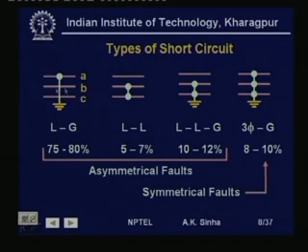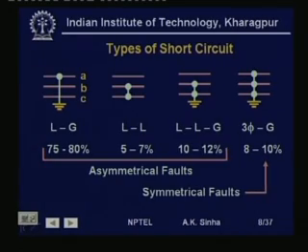Now, if we look at the type of faults, we find with the line to ground fault that there is going to be a heavy current flowing in phase A, whereas phase B and C will not be experiencing heavy current because they are not faulted or shorted to ground. So, the current relationships as well as voltage relationships on the three phases in case of this fault are not going to be the same.